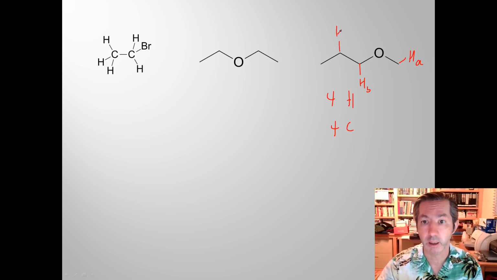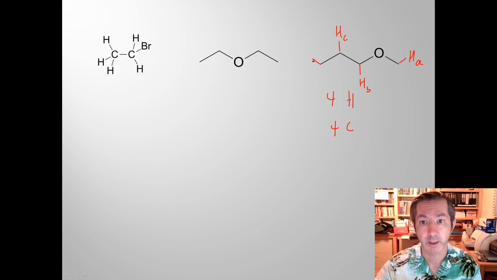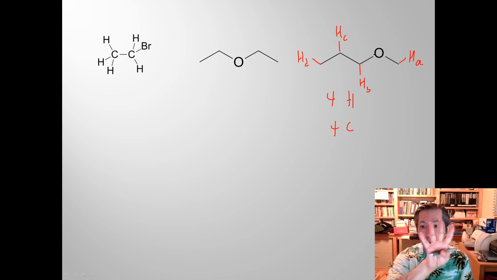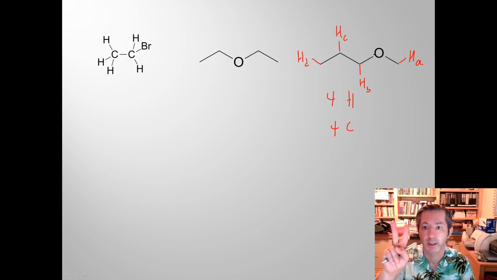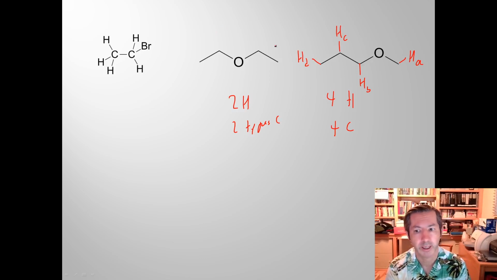Then this guy over here, HC, he's on a carbon who's attached to 2 other carbons. Different chemical environment. Then finally HD, he's on a methyl group that's pretty far away from oxygen. So you're going to get 4 hydrogen signals in your spectrum, and 4 carbon signals as well. Compare that to what we saw here: 2 types of hydrogen, 2 types of carbon. So with NMR, you could tell a difference between these 2 ethers right away. You can say it's ether this one or ether that one.